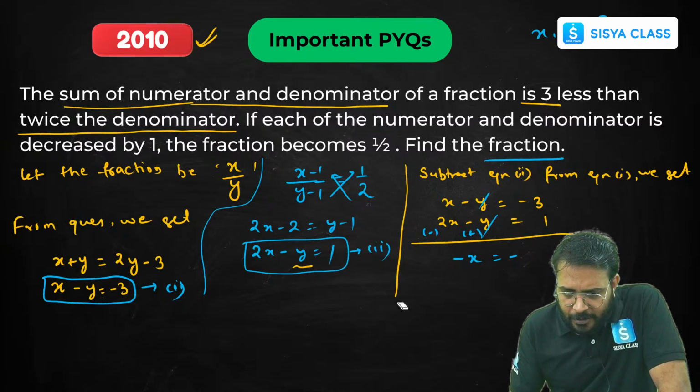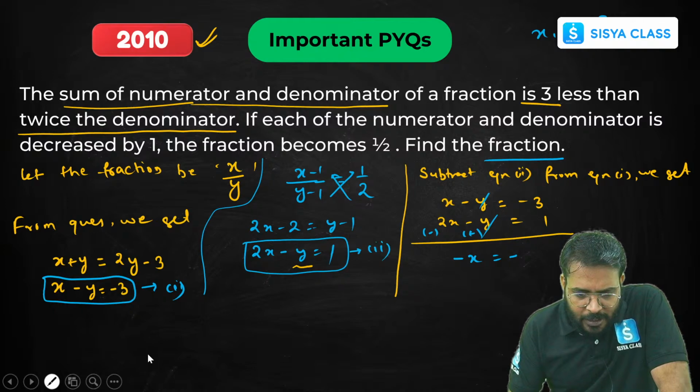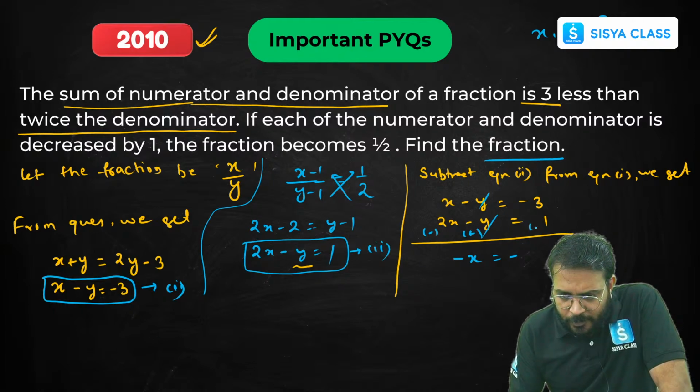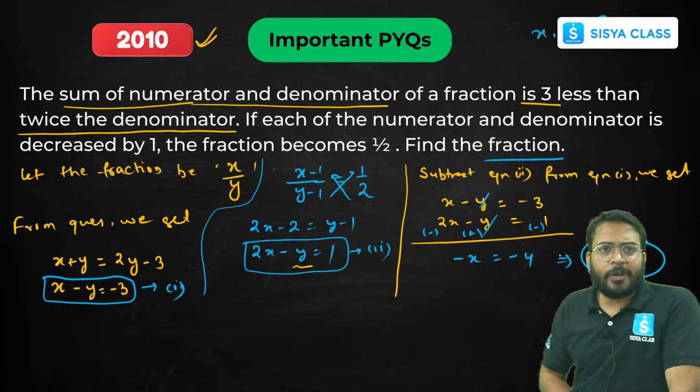What is that mistake? Plus will become minus. So it is going to be minus 4, and the value of x is going to be 4. Understood my point? The value of x is going to be 4.